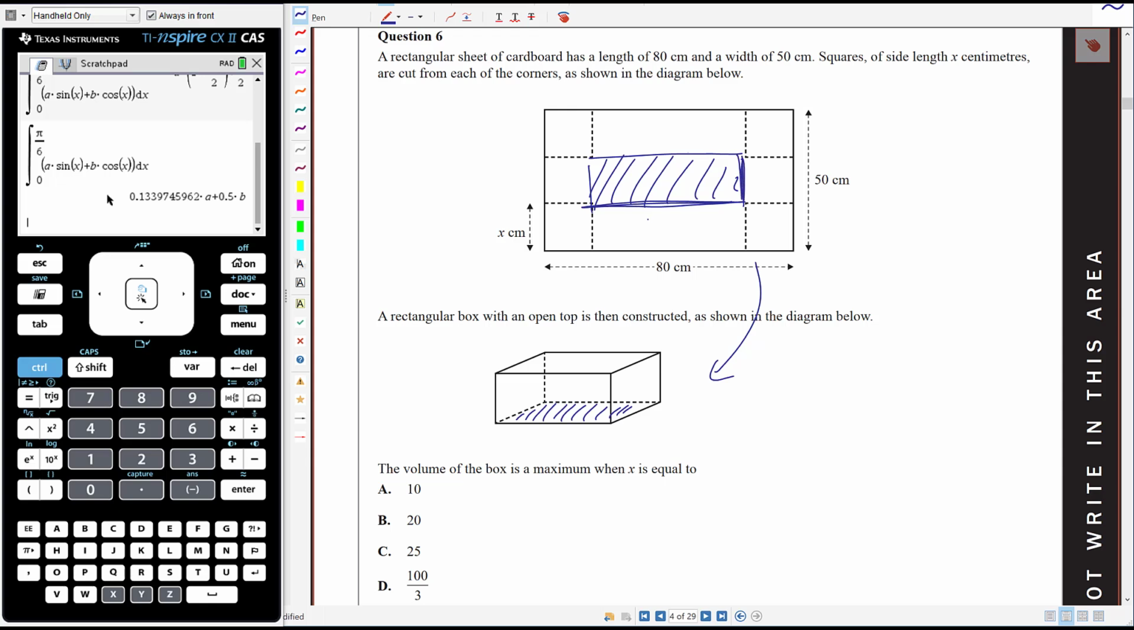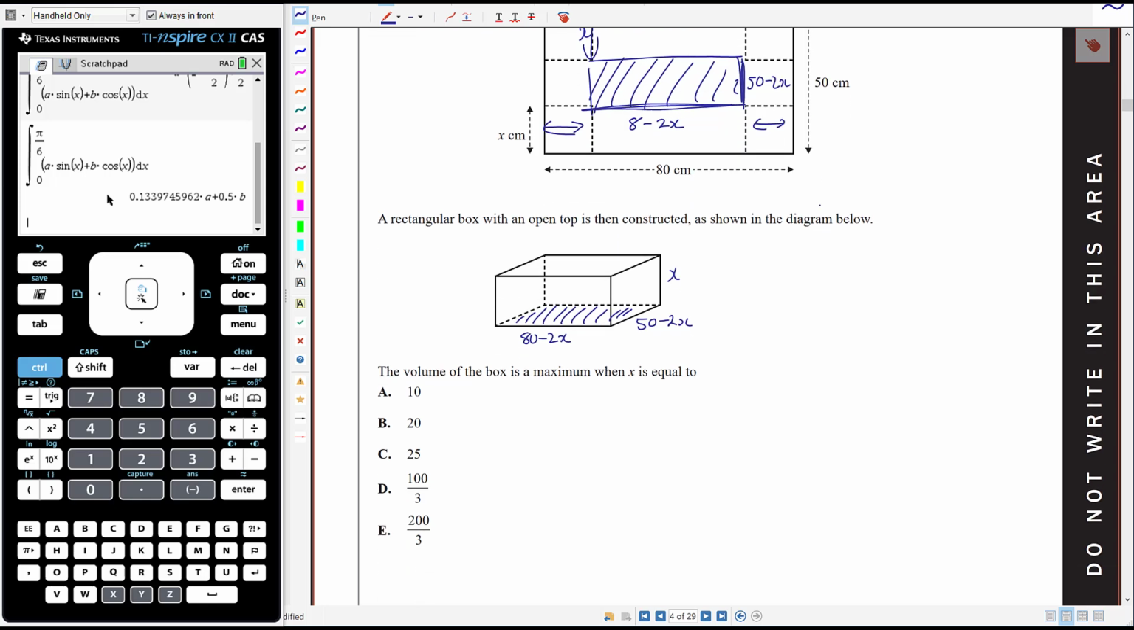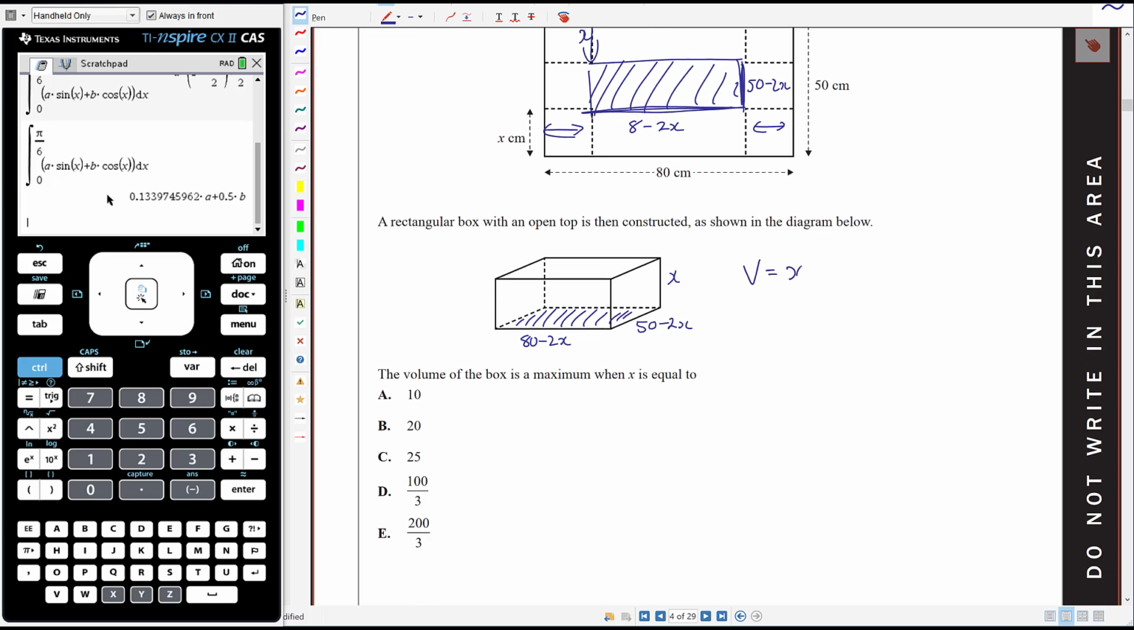Alright, so that's not going to be 80, that's going to be 80 minus 2 lots of x, because there's x here and there's x here. Okay, and then this is 50 minus 2 lots of x. So on the actual box, that's the length and width of the base. And then the height of the box, if you think about folding up the sides, this x is going to give you the height of the box. Okay, so that means that your volume is x times 80 minus 2x times 50 minus 2x.